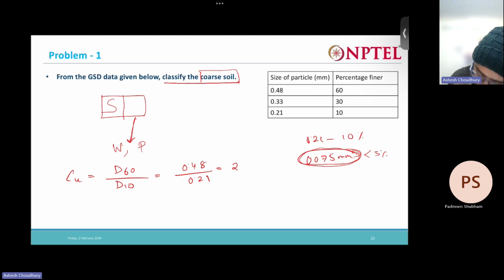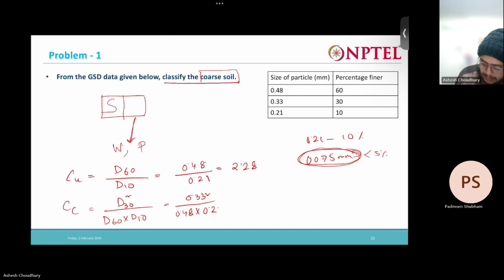So Cu is 2.28. Another term is the coefficient of curvature, that is D30 squared by D60 into D10. D30 squared is 0.33 squared, and we are going to have Cc as 1.7.